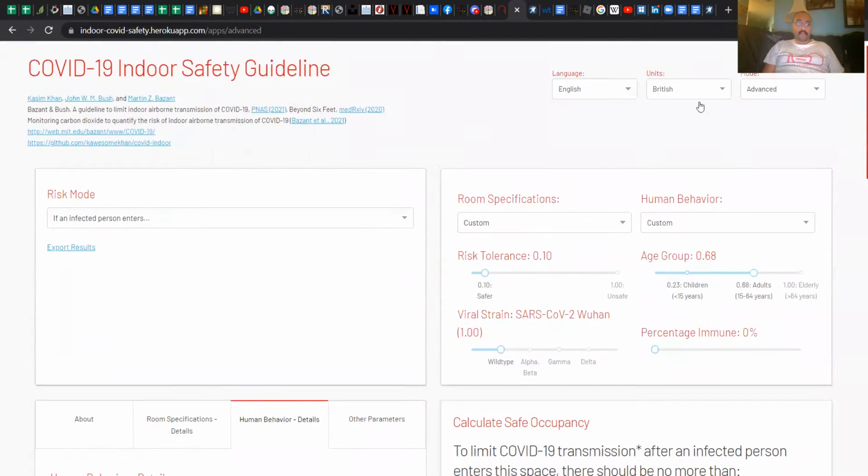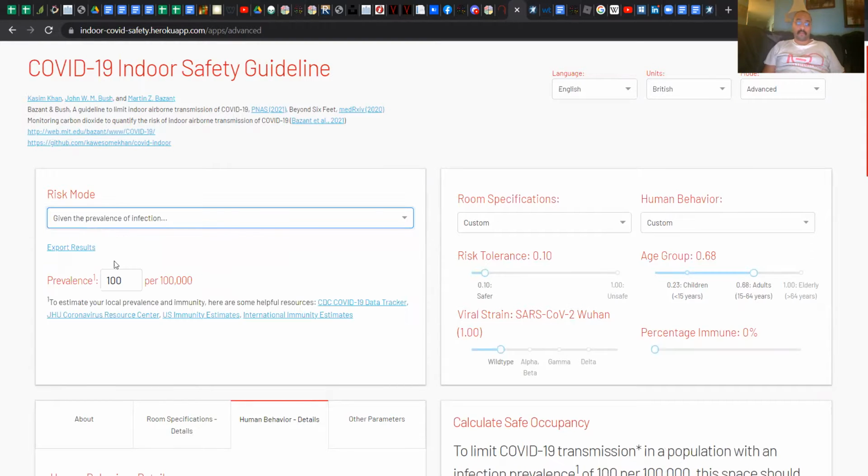Now there are a couple of ways that we can look at this in terms of our risk mode. There's one to limit my personal risk. This is not an appropriate standard by which to make community decisions, and the tool even says so. The one that we've been using is if an affected person enters the space. So how long can you be in a space when somebody who has COVID enters? Or given the prevalence of infection in our community, you can do both of those.